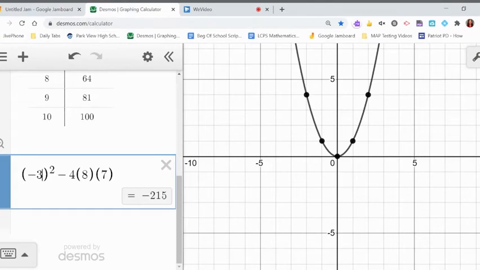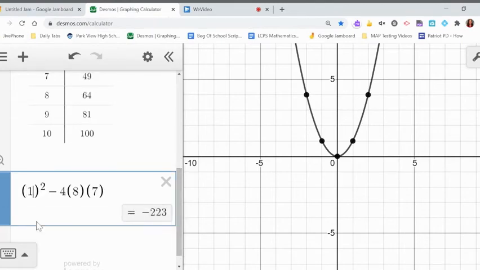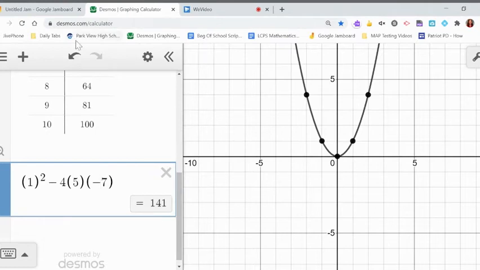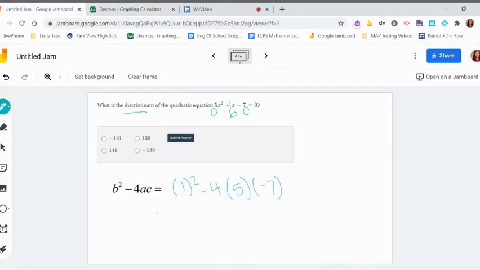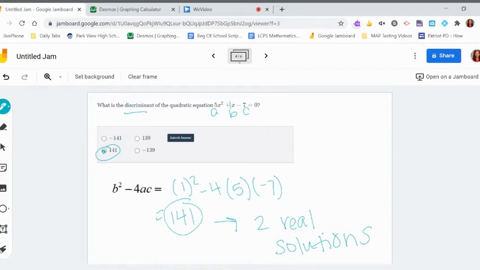So I'm going to change this. 1 squared minus the 4 always stays there. My A was 5. And this one became a negative 7. So you get 141. Okay. All right, and there's my answer right here. So this one, because it's positive, it's going to have 2 real solutions. All right, so that's finding the discriminant. You just follow this formula, label A, B, and C, and follow the formula.